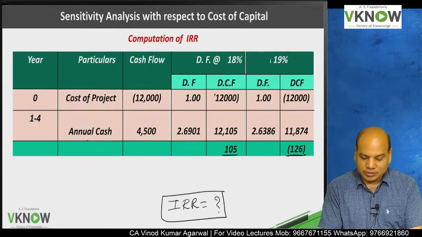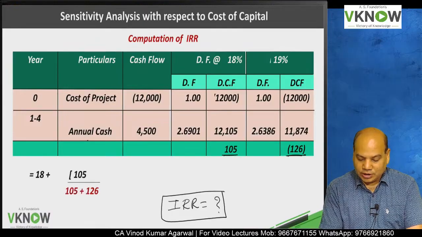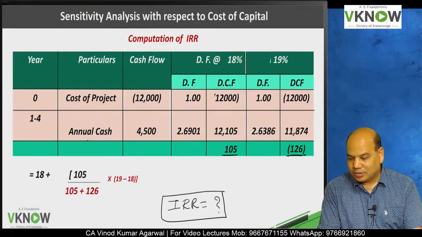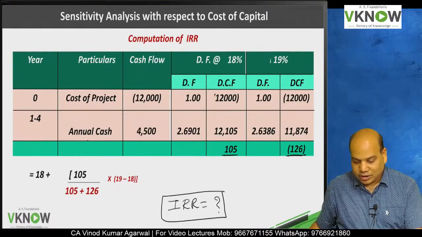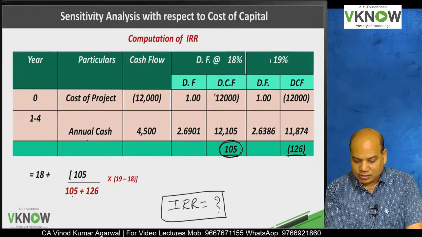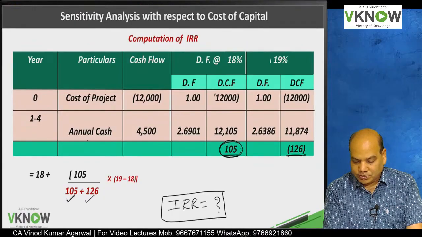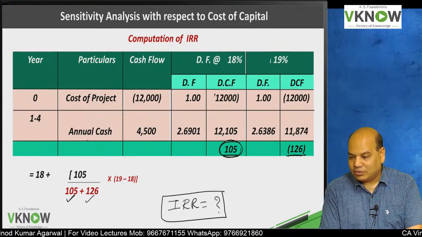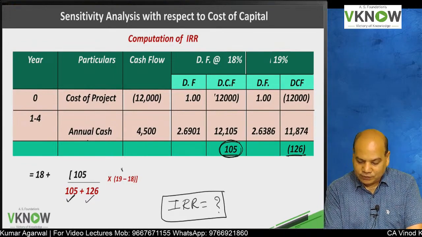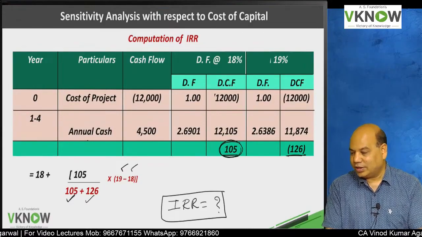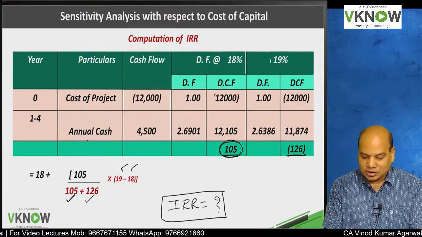So you will write like this: 18 plus, in bracket, 105 NPV at lower discount rate, upon the difference between NPV at lower discount rate and NPV at higher discount rate, into the difference between the two discount rates, 19 and 18. Anybody answer please?